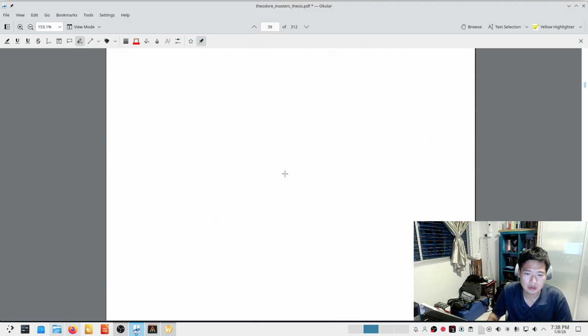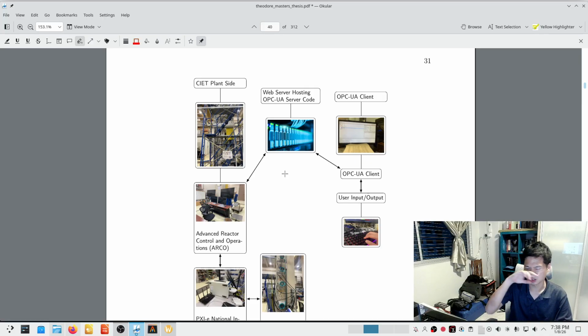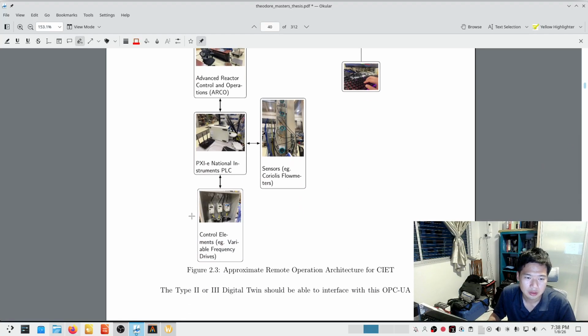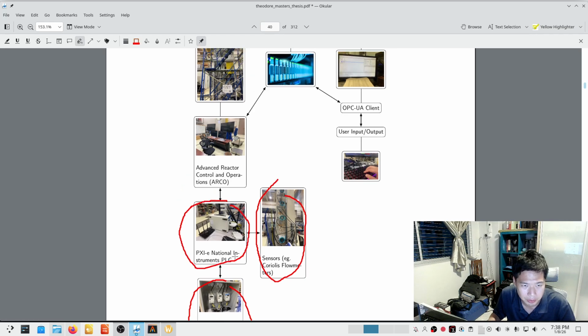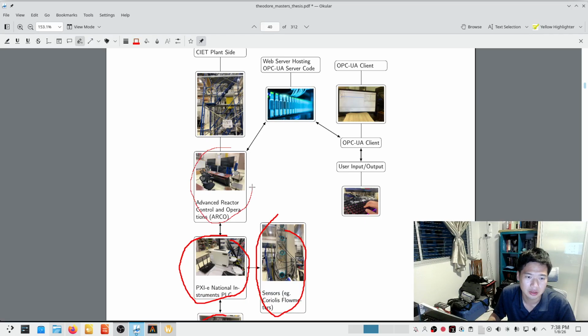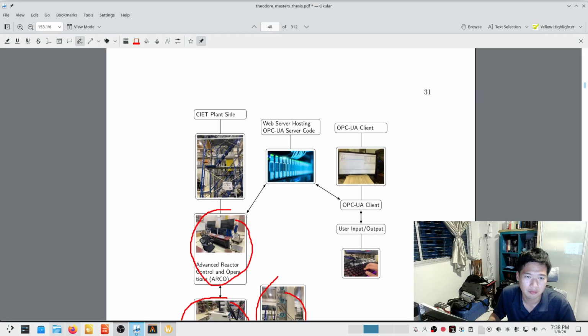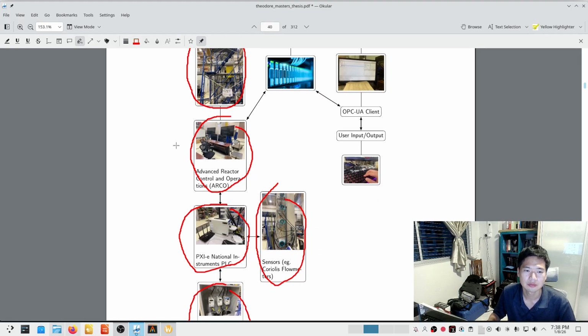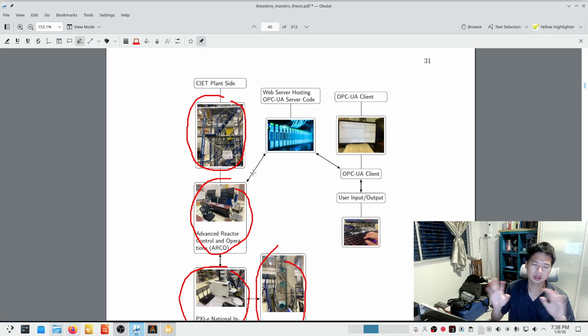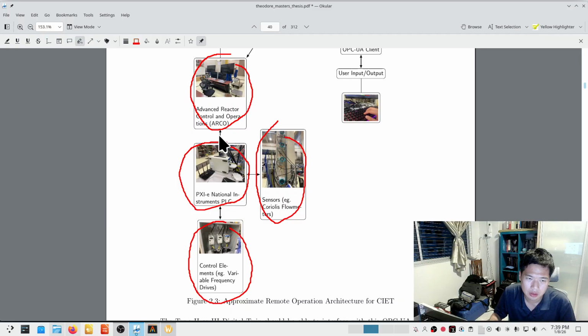Now I want to re-emphasize how the Compact Integral Effects Test, or CIET, actually works. Remember, we have the control elements here, the variable frequency drives and the flow meters, and they will pipe information into the so-called PIC, and this will pipe information into the advanced reactor control or operation. All of this is in the CIET plant site. So local operations are what happened.